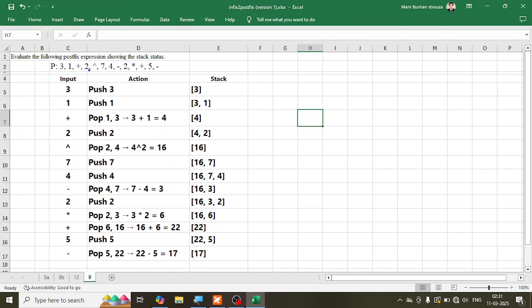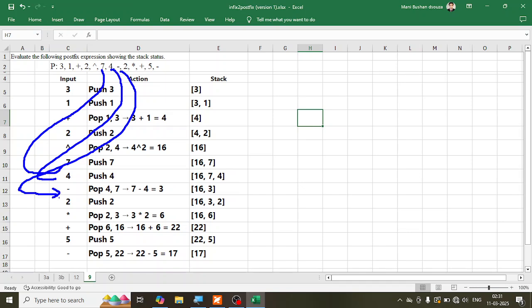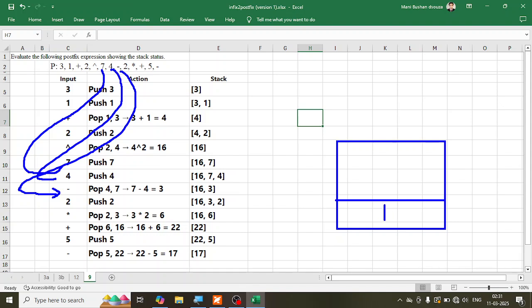Now let's look at the next one. Next is the 7. So you push this 7 into the stack. Next is 4. You just push it onto the stack. Next is minus. So minus is an operator. So what do you have in the stack now? Let's look at what you have in the stack. 16 was the intermediate answer that you got here. Above that there was 7, and above that you have the 4 now.